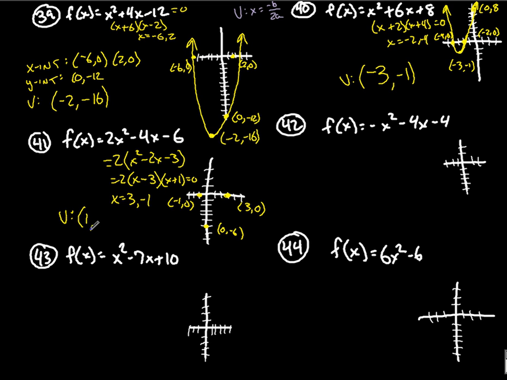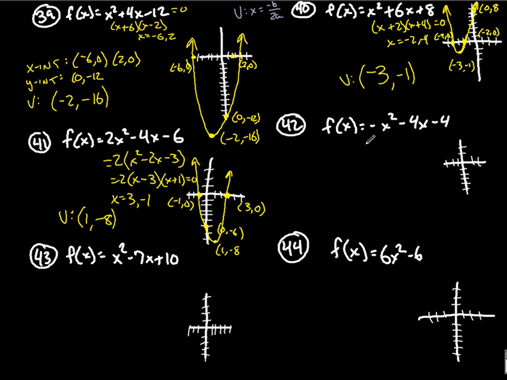My vertex, -b over 2a, +4 divided by 2 times 2 is 4. So I'm going to have at the point 1, when I plug this in, I'll have 2 minus 4 minus 6. So I should get a -8 for my vertex for y value. So 1, comma, -8 is my vertex. So that's where it should shift back up.